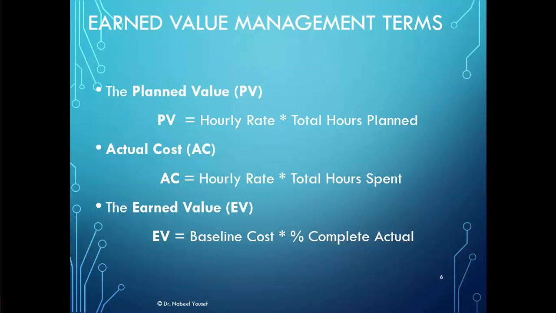The earned value is formally called the budgeted cost of work performed, or BCWP, which is an estimate of the value of the physical work actually completed. So the earned value is equal to the baseline cost multiplied by the percent complete actual. The earned value is based on the original planned costs for the project or activity and the rate at which the team is completing work on the project or activity to date.